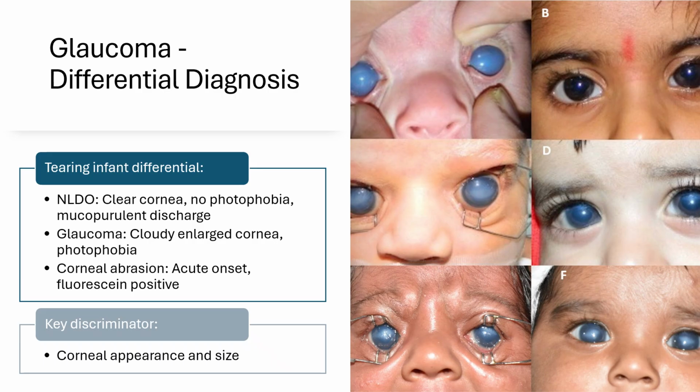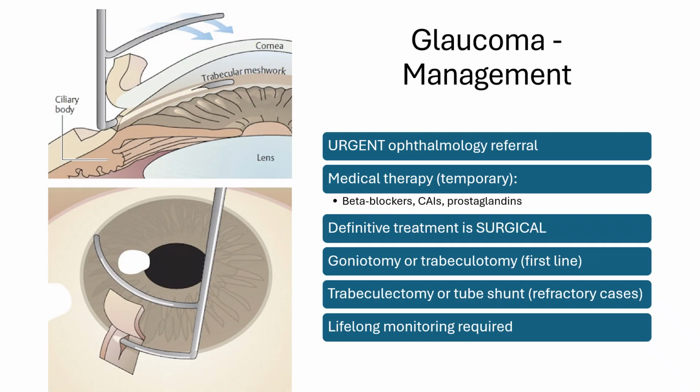When uncertainty exists, measure corneal diameter. Numbers don't lie. Anything over 12 millimeters demands urgent referral. Congenital glaucoma requires urgent ophthalmology referral. This cannot be overstated. Unlike many pediatric conditions where observation is reasonable, glaucoma causes irreversible damage with each passing hour of elevated pressure. Medical therapy serves only as a temporizing measure before surgery.